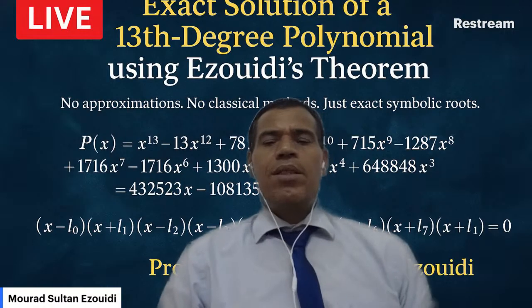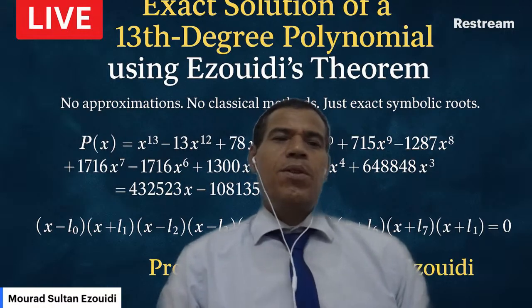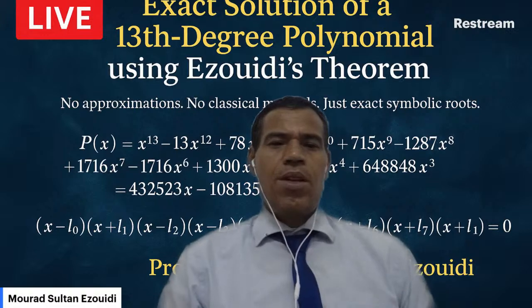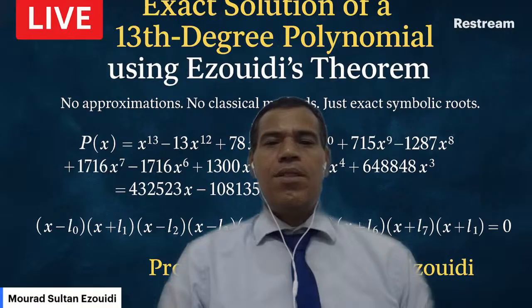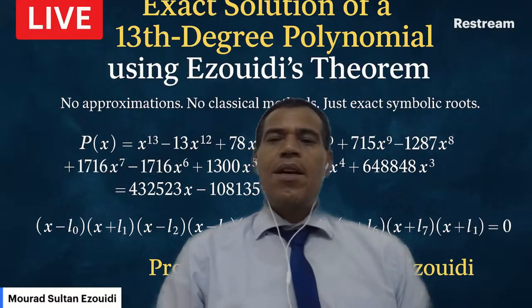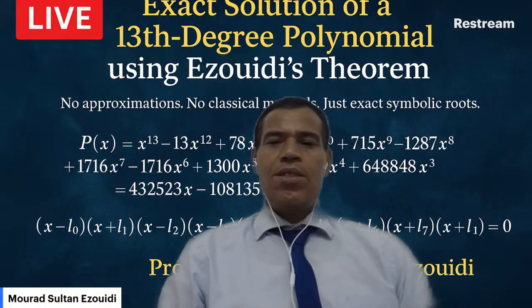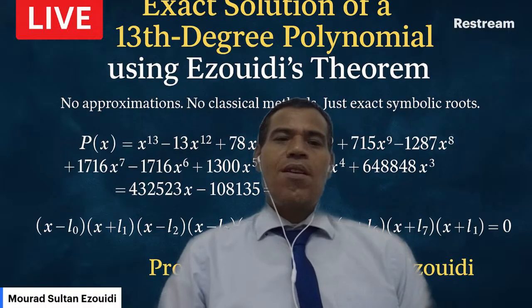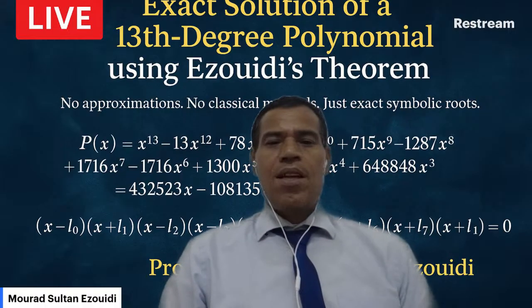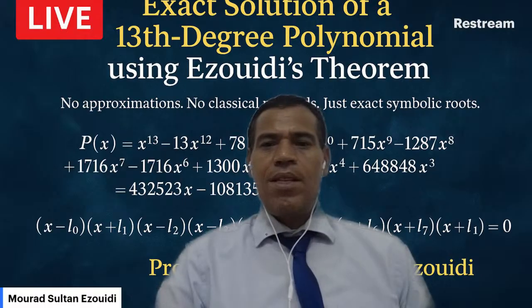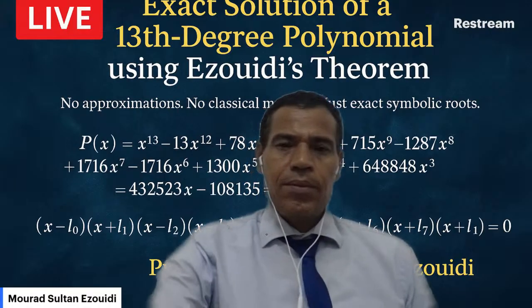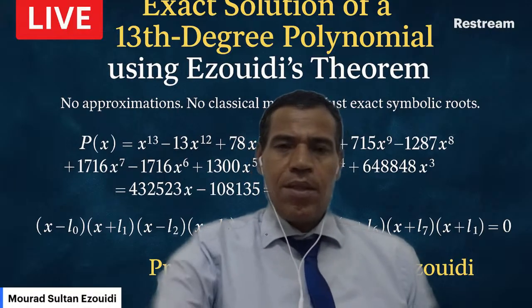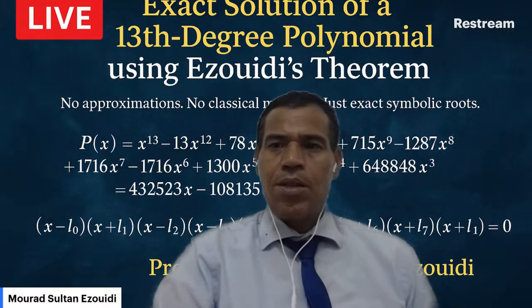Today we are practicing a 15-degree formula equation using the Ezouidi theorem. In fact, this theorem is a method that bypasses Abel-Ruffini limitations by exploiting structural factorization. Let's dive into the polynomial and its exact roots. Okay, so this is the polynomial. I will show it now.